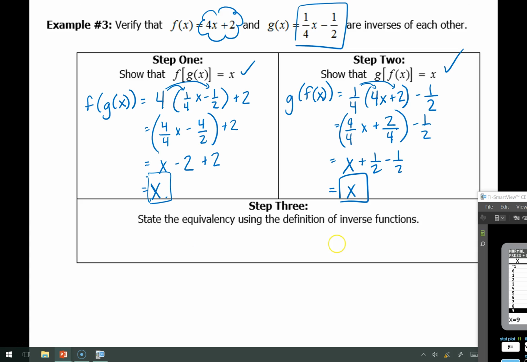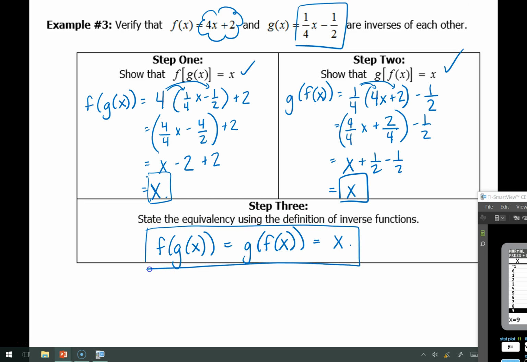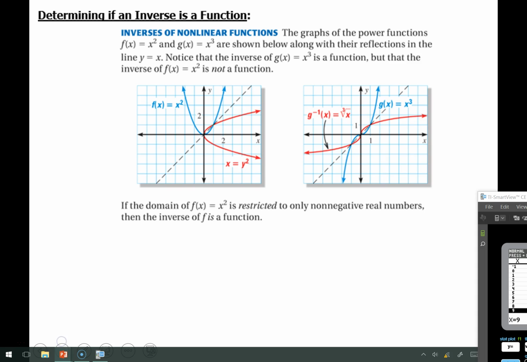So now we can state the equivalency. We can say f of g of x, that's the first composition we did, is equal to g of f of x, that's the second composition that we did, and both of those things are equal to x. This line will always be the same, though the two names of the functions might change. If it's called something besides f or g, then you would use those letters there. But otherwise, this final statement of equivalency will always be the same.